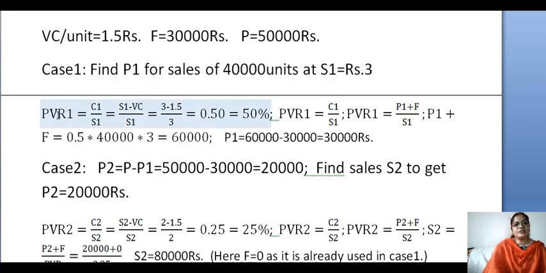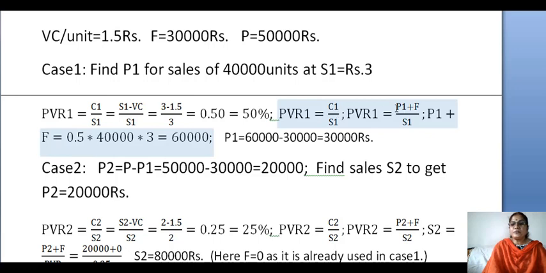In case 1, everything is having the suffix 1. So PVR is equal to C by S is the normal mantra which we are going to use. PVR1 is equal to C1 by S1. C1 is S1 minus VC by S1. We have per unit 3 for first 40,000, remember, minus VC per unit divided by selling price per unit. It is 50%.